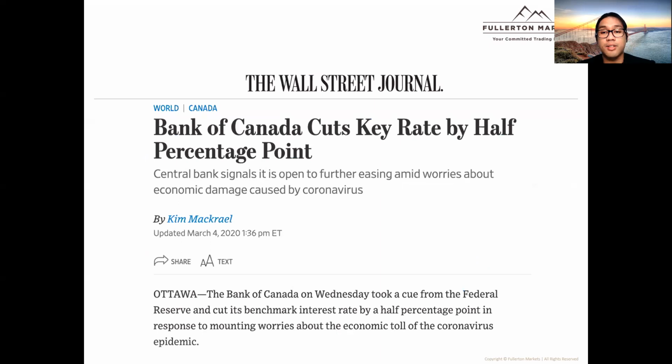Bank of Canada cuts key rate by 0.5 percentage point. It cut the interest rate by 0.5 percentage point, so the Canadian dollar should be going down. If you were trading, for example, USD/CAD and you saw this, you might want to go long. If you're trading CAD/JPY, you might want to go short. Okay, simple as that.